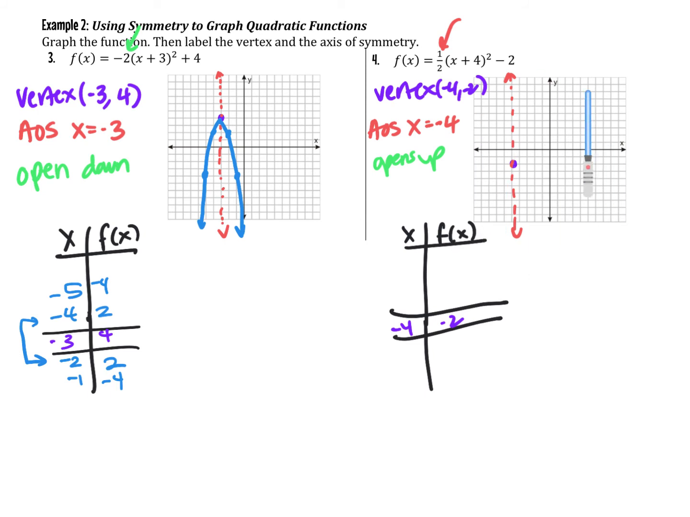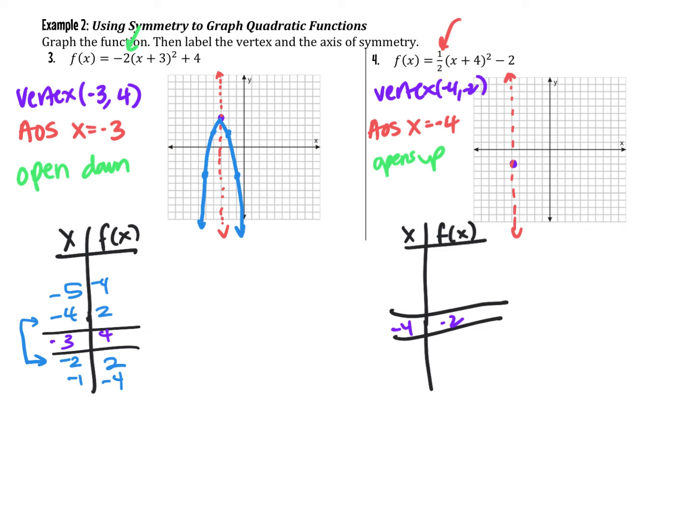If you have a different teacher, you might be asked to label things on the graph. I want to see your axis of symmetry as a dotted line. I want to see your vertex plotted as a point. Some people might want those to be labeled on the graph as well. So just pay attention to what is expected of you in the class that you're in.